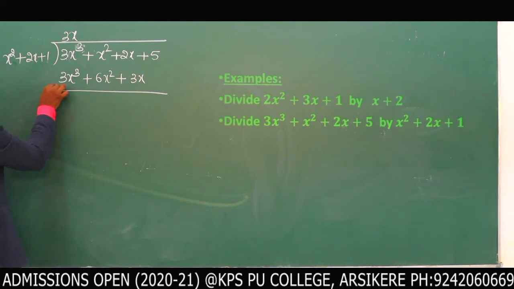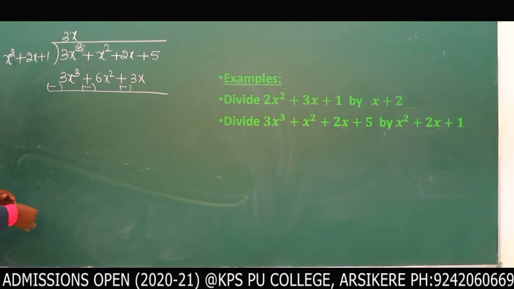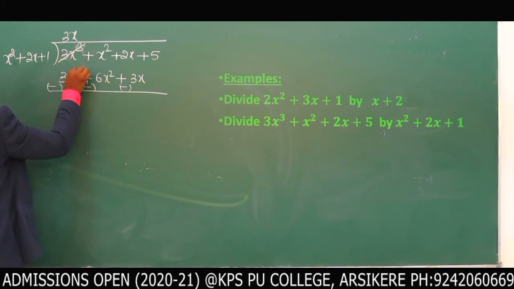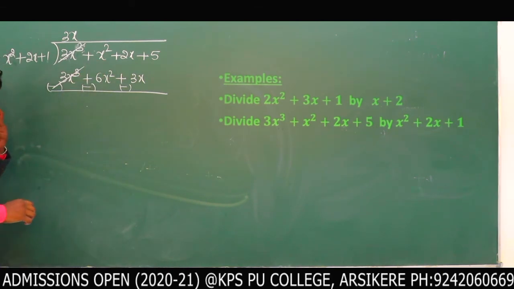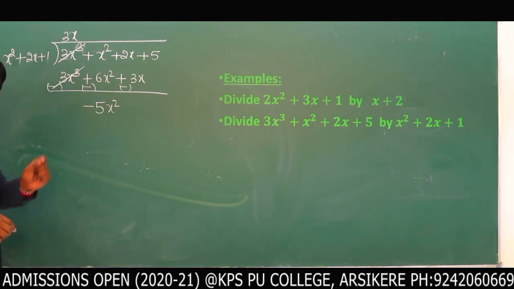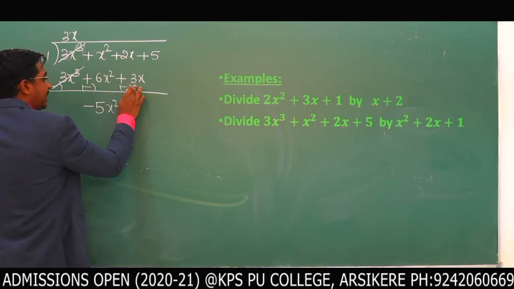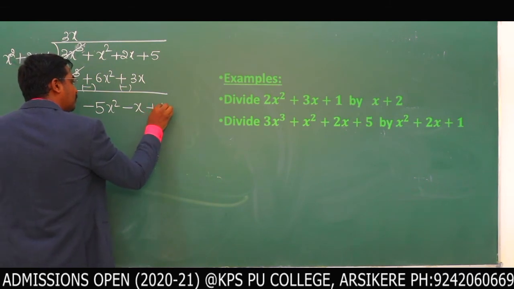Next is simplification. All the terms have the plus sign, so they change to negative. So plus 3x cube minus 3x cube get cancelled. Plus x square minus 6x square becomes minus 5x square. Then minus 5x square, plus 2x minus 3x becomes minus x, and minus 6 plus 5 is brought down.